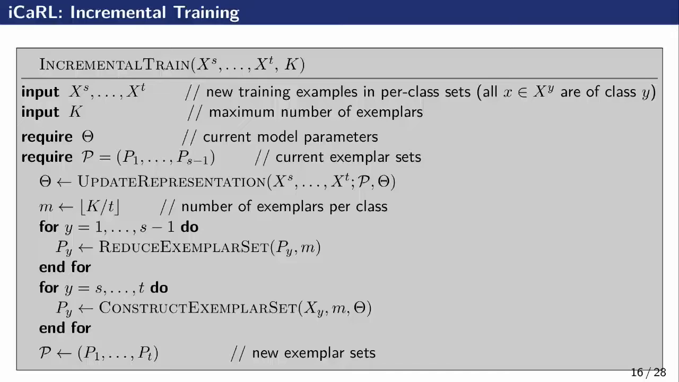So first of all, you will have to compute how many exemplars you can still keep around per class. That's just the total number divided by the number of classes. And then afterwards, you will have to reduce some of the exemplar sets, and you can construct new exemplar sets for the new classes that came in. And then afterwards, you're done. You have a new representation. You have new exemplar sets. So you're updated, and you can wait for the next batch of classes to come in.